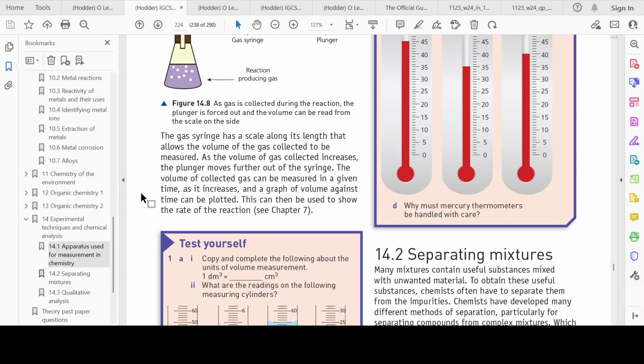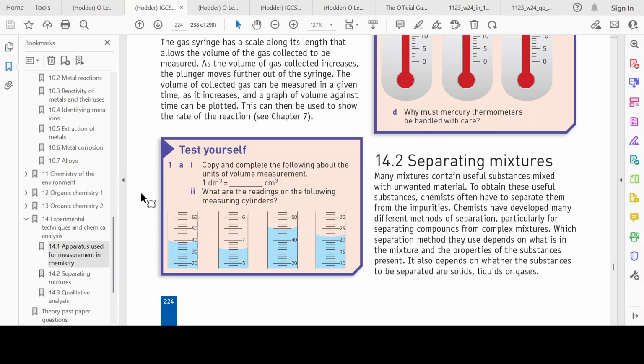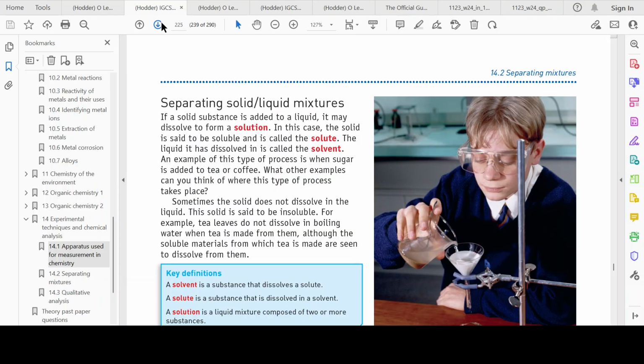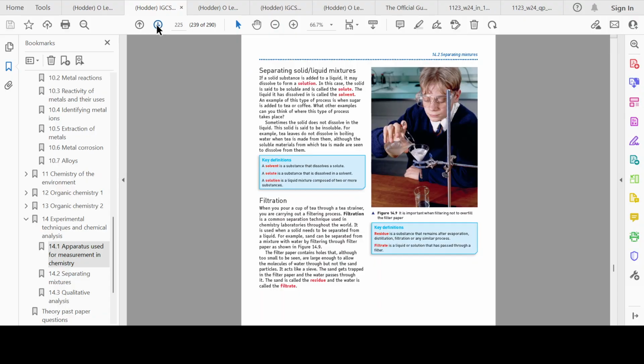Okay, so that's about different apparatus, and we're dealing with temperature and time and mass and volume of liquids and volume of gases. Next up are experimental techniques. So the first thing we're talking about is separating mixtures. Zoom out to see the whole thing.